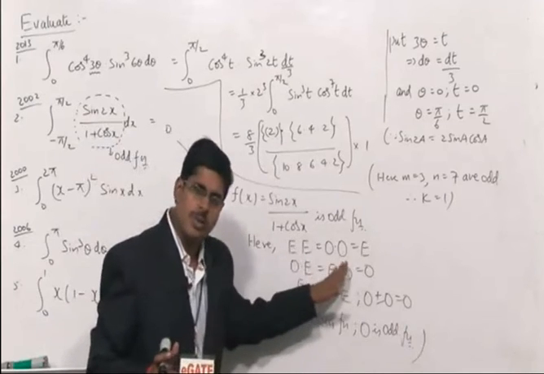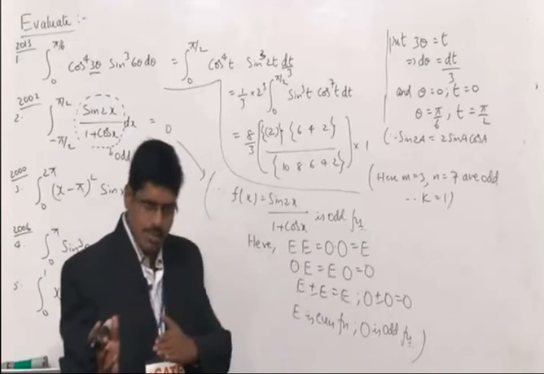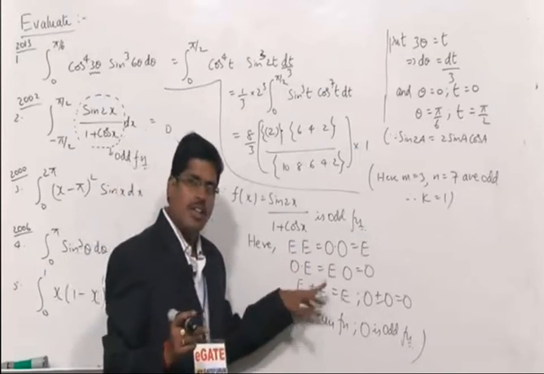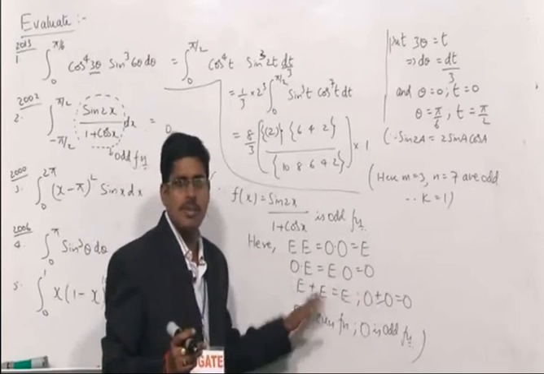Product of two even functions, product of two odd functions gives an even function, because even gives plus, odd gives minus, like that. Odd into even gives odd. Odd plus odd, odd minus odd, odd. Even plus even, even minus even, even function.